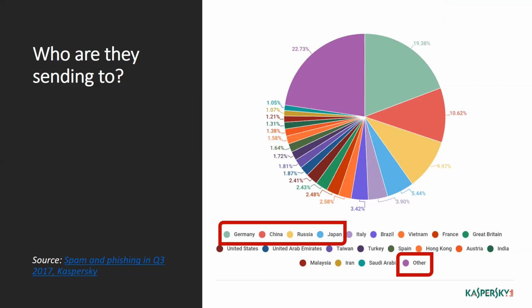So where are they sending to? The majority are sending to Germany, China, Russia, and Japan. So there's a lot of inter-country sending going on, as well as a large proportion from other as well.